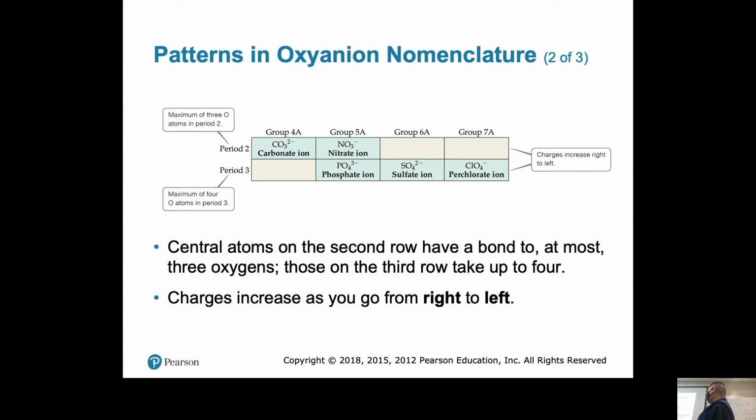Central atoms in the second row can bond to at most 3 oxygens. Those in the third row can take up to 4. Charges increase as you go from right to left. Okay, which makes sense, right?